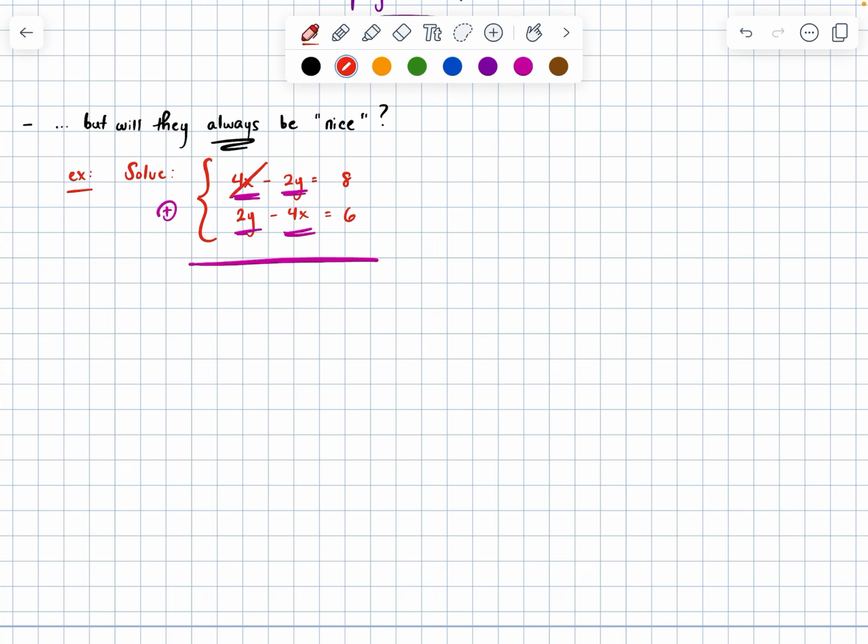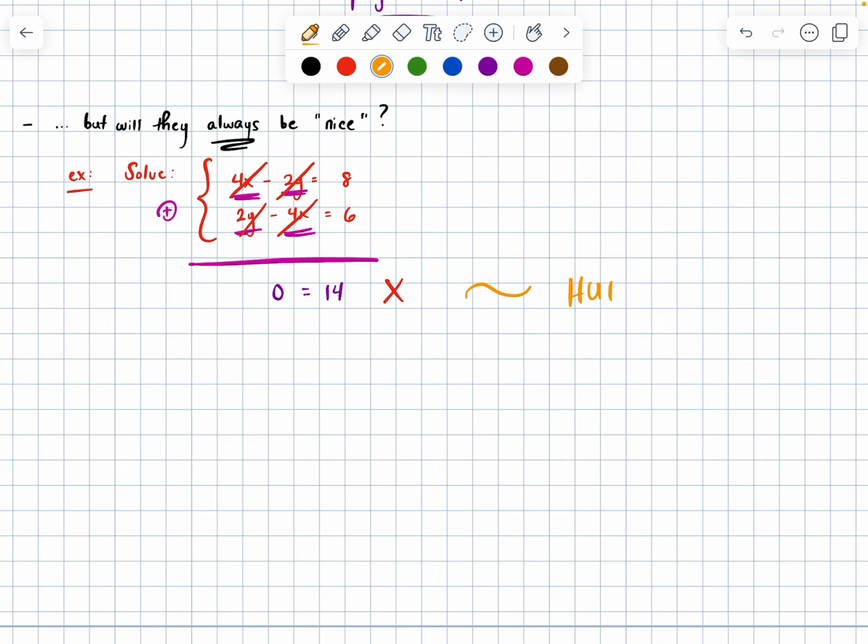4x plus negative 4x, that is equal to 0. Negative 2y plus 2y, that is equal to 0. So the left side of my equation is 0, and 8 plus 6 is equal to 14. But 0 is not equal to 14. Notice I've gotten to a place where all of my variables have gone away.